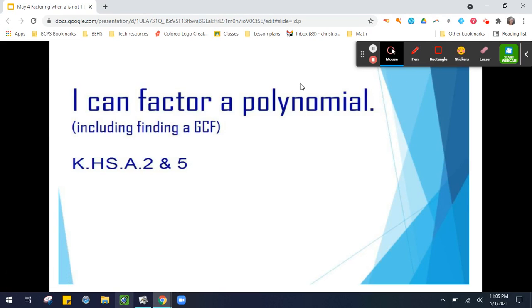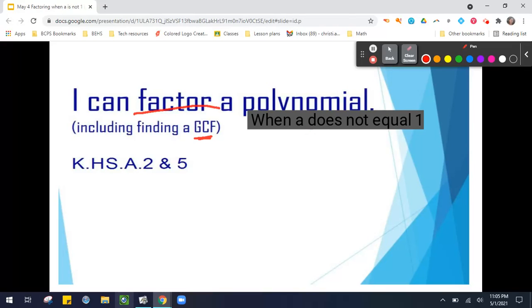Today's lesson has a familiar topic. It is factoring again. I can factor a polynomial, including finding the greatest common factor. We've spent some time factoring so far, including finding the GCF. To be more exact, today's objective is: I can factor a polynomial when a does not equal 1.